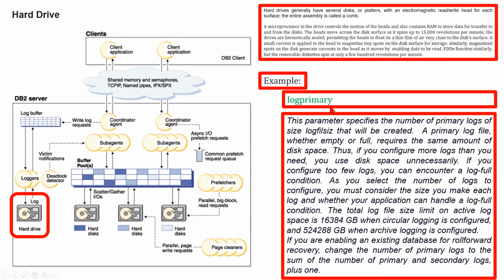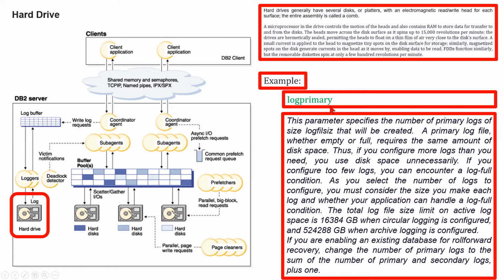As an example, we can consider logprimary. This parameter specifies the number of primary logs of size LOGFILSIZ that will be created. The primary log file, whether empty or full, requires the same amount of disk space. Thus, if you configure more logs than you need, you use disk space unnecessarily. If you configure too few logs, you can encounter a log full condition. As you select the number of logs to configure, you must consider the size you make each log and whether your application can handle a log full condition.